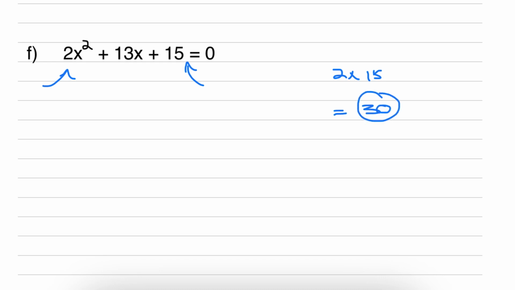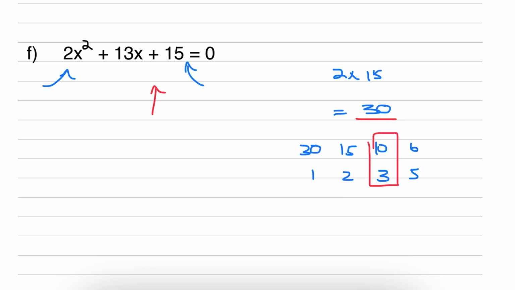Now, we'll use the factors of 30 to give us 13. Remember, these factors of 30 need to add to 13. Okay, because this sign in front of the constant, as you can see, is a positive 15. Right, so let's write out all the factors of 30. That's going to be 30 and 1, 2 and 15, 3 and 10, 5 and 6. So I'm sure you already spotted the factors that we're going to need. It's 10 and 3.